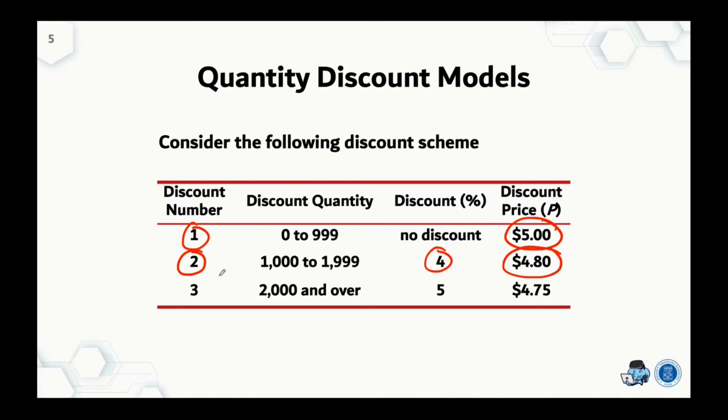And the third one, discount scheme number 3: if we purchase 2,000 and over, we have a 5% discount, so we will buy at the purchase price of 4.75. How can we apply this discount price? Please take a look like this.